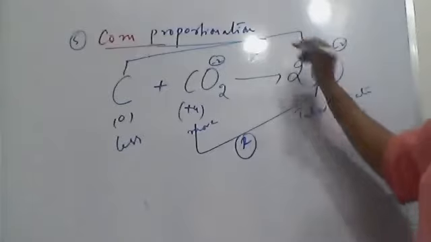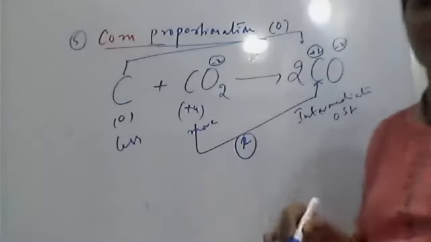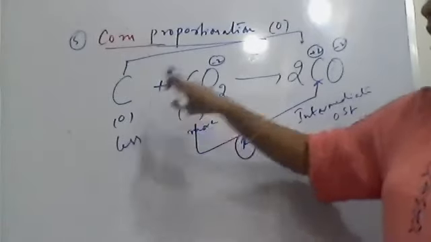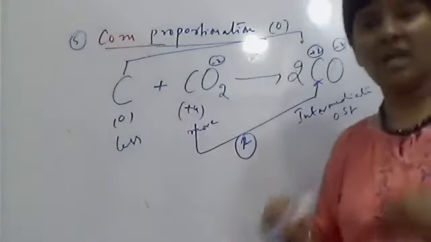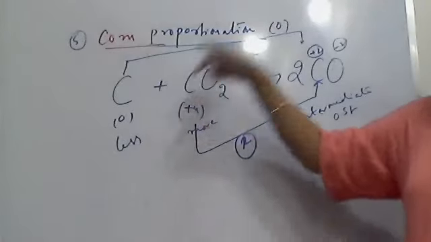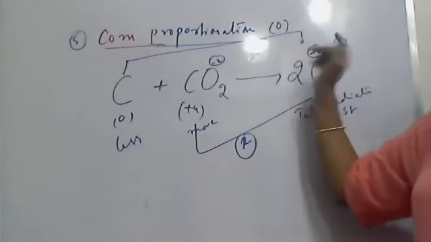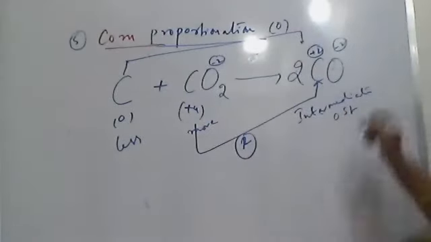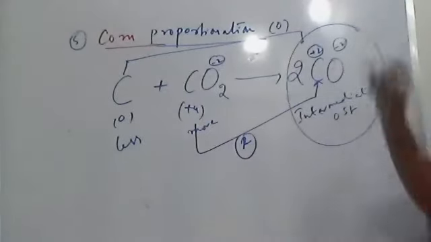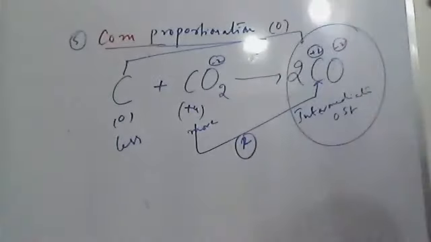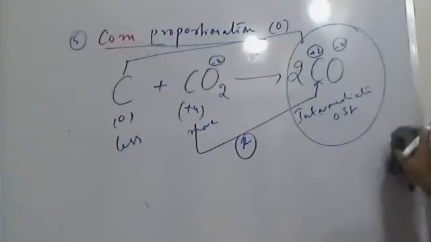Oxidized to +2. It is oxidation. Okay, so same element. Carbon element is only undergoing what? Oxidation and reduction, in which the lower oxidation state underwent oxidation and the higher oxidation state underwent reduction to form the intermediate. What is that +2? It is called comproportionation. It is quite the reverse of disproportionation.